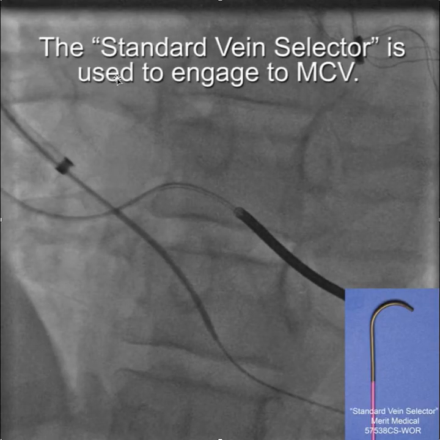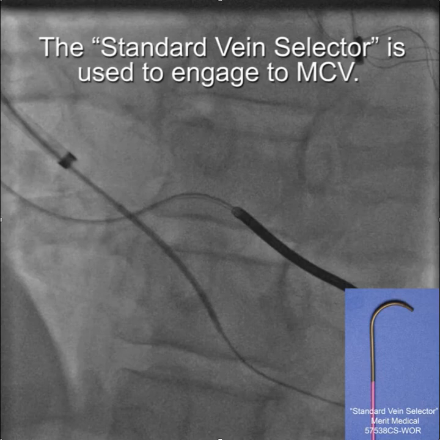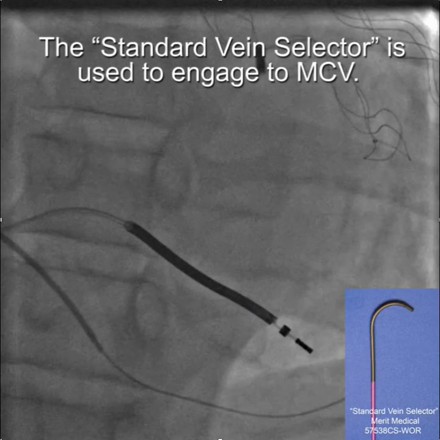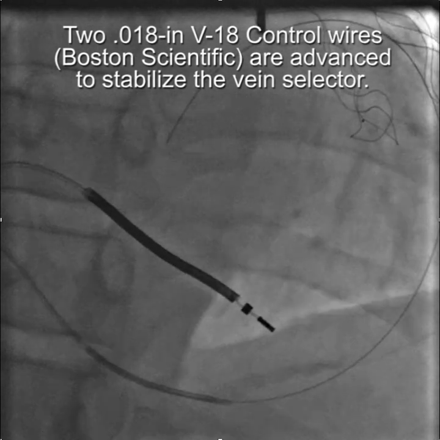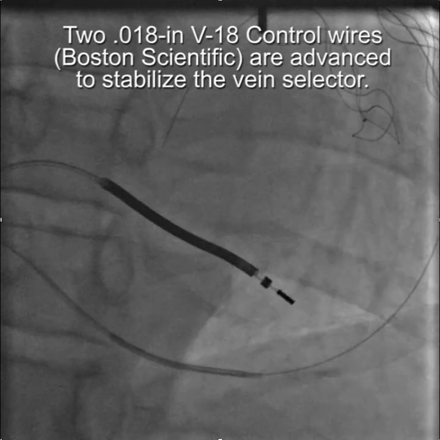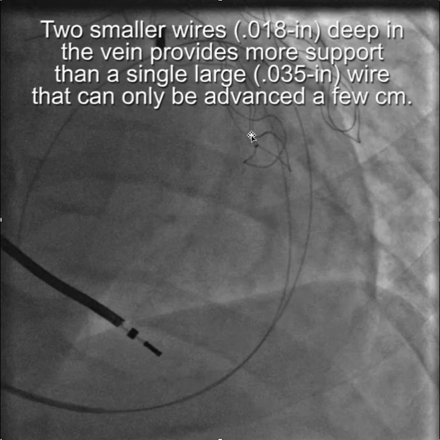So we used a standard vein selector here to engage the middle cardiac vein. So this is the standard vein selector attached to the contrast injection system, and we were able to advance a glide wire in a little bit, but not very far. So then we traded the glide wire for two .018 V18 control wires, and they're advanced through the vein selector and into the target vein to stabilize the vein selector. So there's one in, and now we have two in.